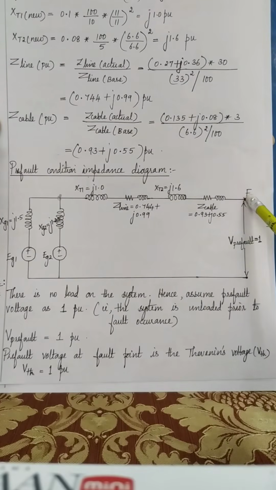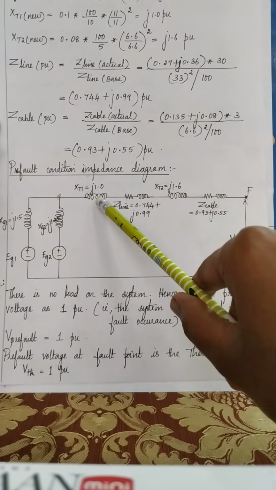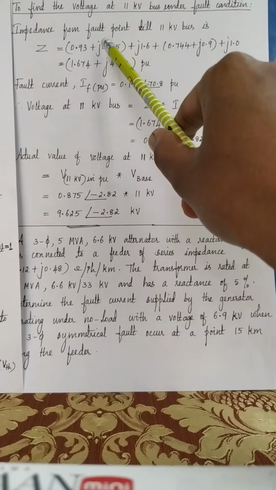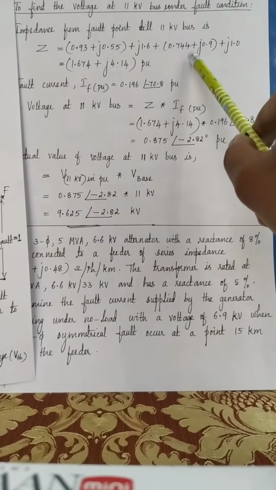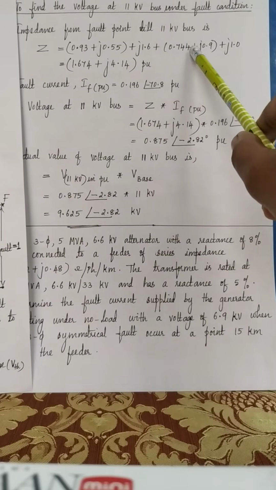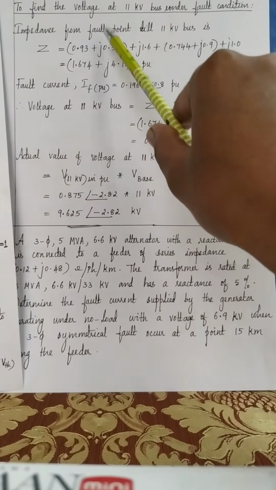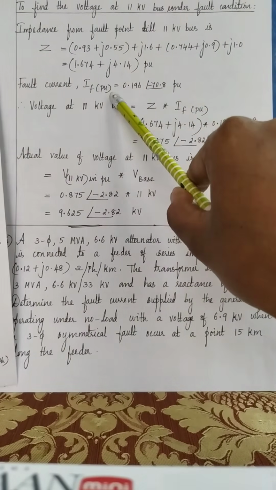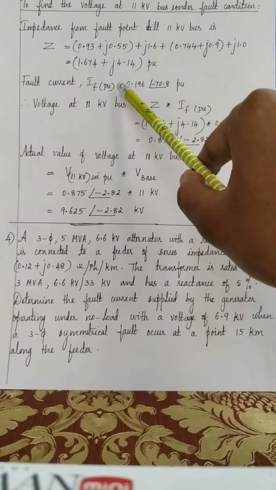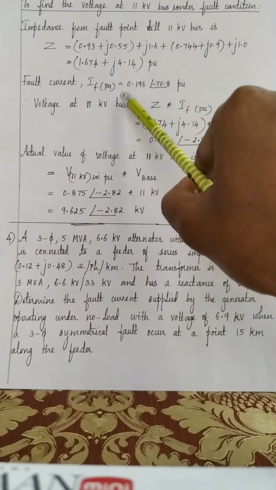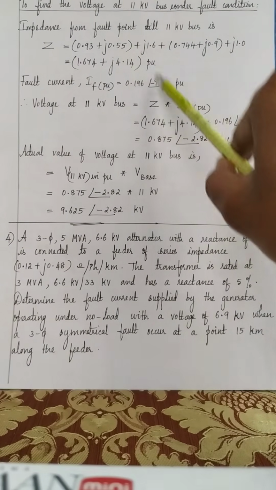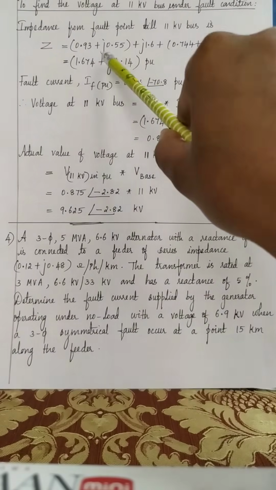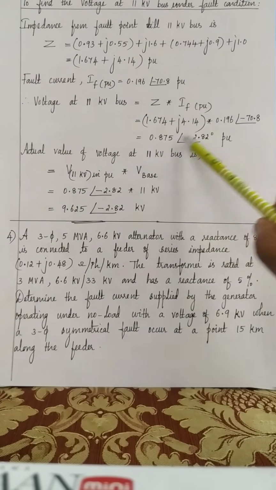So the impedance from the fault point till the 11 kV bus is XT1 plus Z line plus XT2 plus Z cable. Or we can go in the reverse direction. This is XT1 plus Z line plus XT2 plus Z cable, which is Z till the 11 kV bus. Now the fault current in per unit we have already calculated in step 4. So now the voltage at the 11 kV bus is equal to the impedance till that point into IF. Voltage is equal to Z into IF. I have substituted the impedance and IF, and you got the answer in per unit.